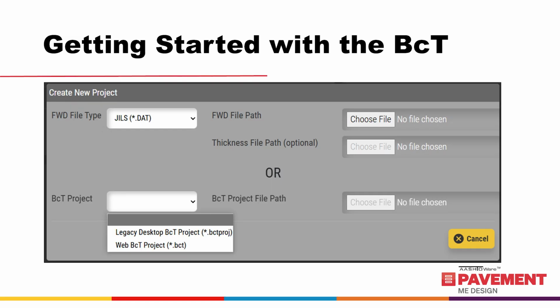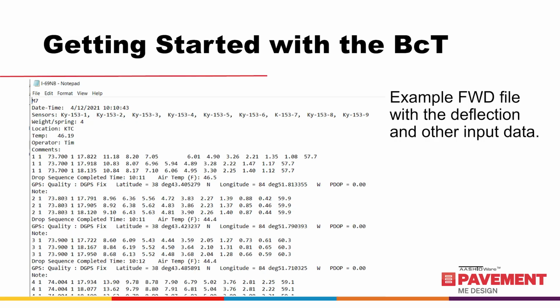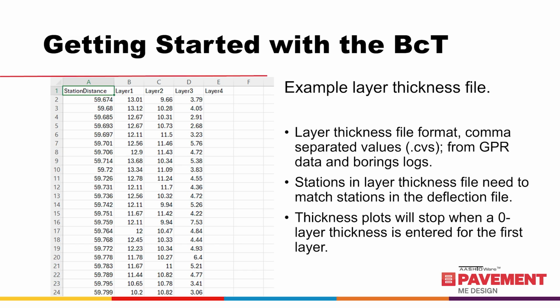For the BcT projects, 2 file formats are available. The first is for the legacy desktop BcT, and the second is for the web-based BcT project as displayed on the screenshot. This slide is just an example of an FWD file with the deflection and other input data. As noted on the previous slide, Chapter 2 of the BcT User or Help Manual explains and defines the deflection file formats. This slide shows an example of a layer thickness file.